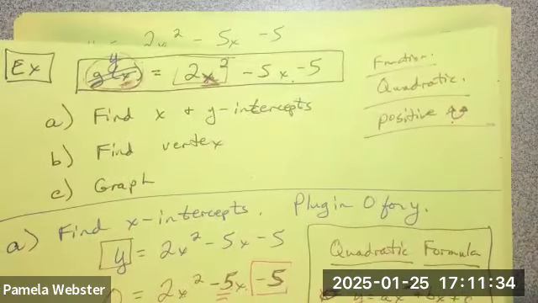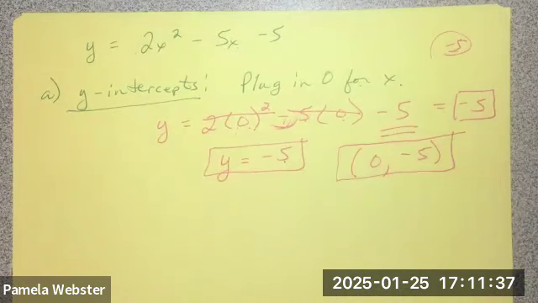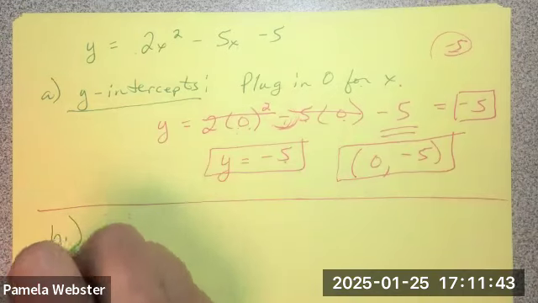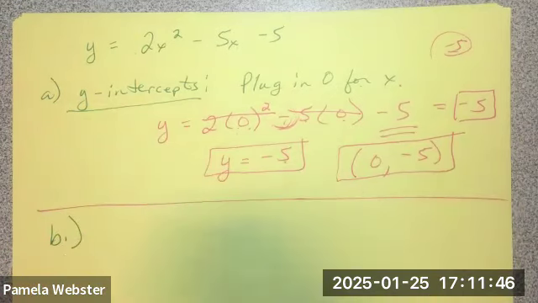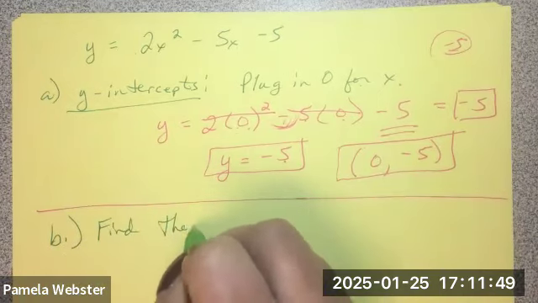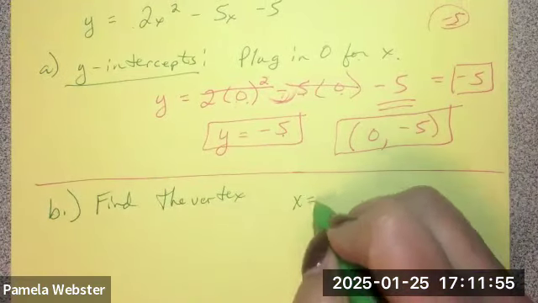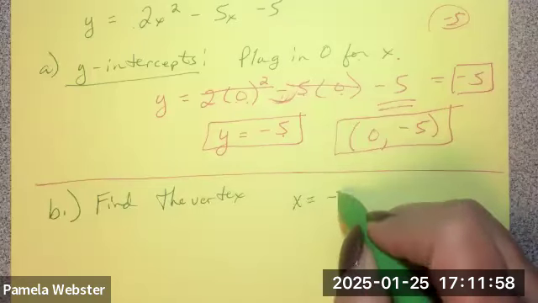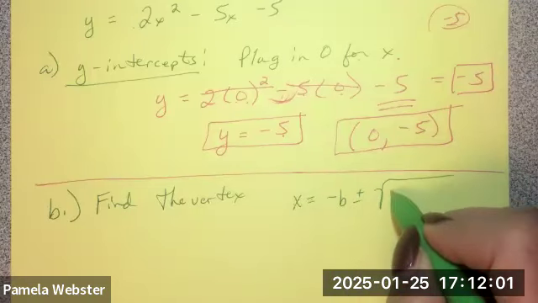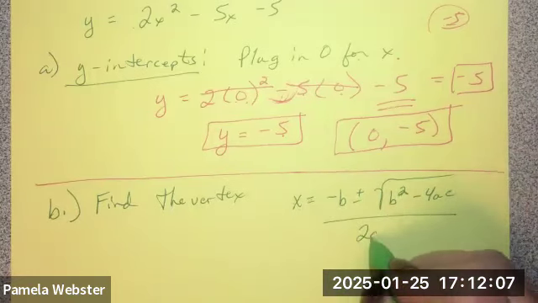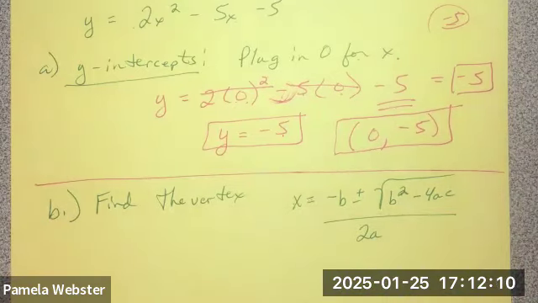Part B says find the vertex, okay, for the same equation. So let's talk about the vertex. Find the vertex. Let me put the directions. Okay. Interesting thing happens whenever you look at the quadratic formula. Let me throw that equation back up here. The formula is x equals negative b plus or minus the square root of b squared minus 4ac all over 2a.